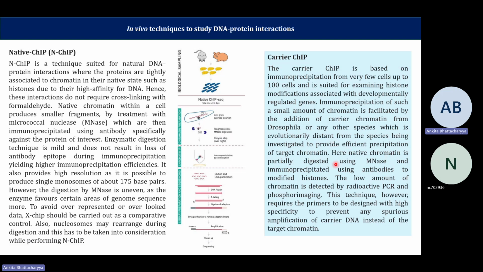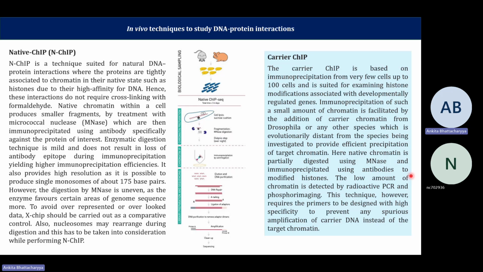So here also you go for native chromatin digested with MNase, and you use immunoprecipitation. For immunoprecipitation, you use antibodies to modified histones. And the low amount of chromatin can be detected by radioactive PCR, phosphorimaging. In today's time, you can go for quantitative PCR as well, but it's not the most commonly used strategy, but it may be done. However, it requires very specific primers to be designed with very high specificity to prevent any spurious amplification of carrier DNA instead of target chromatin.